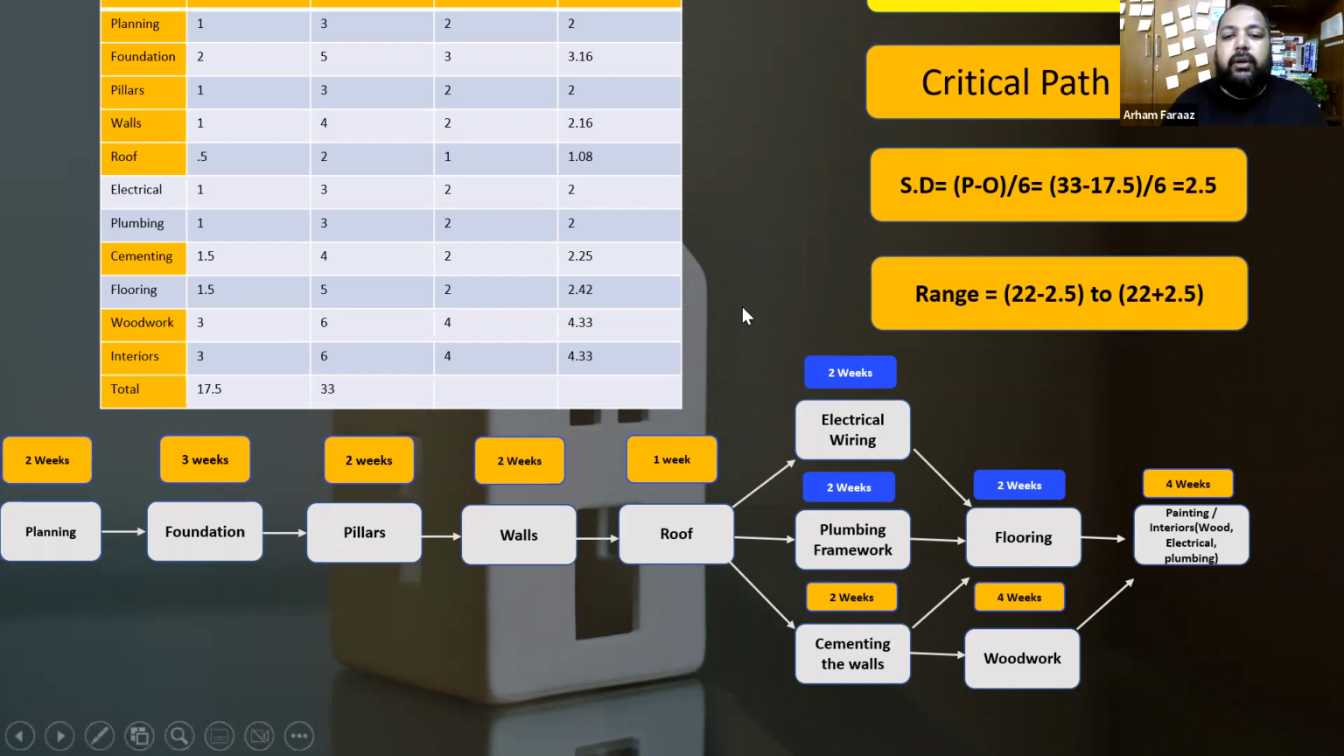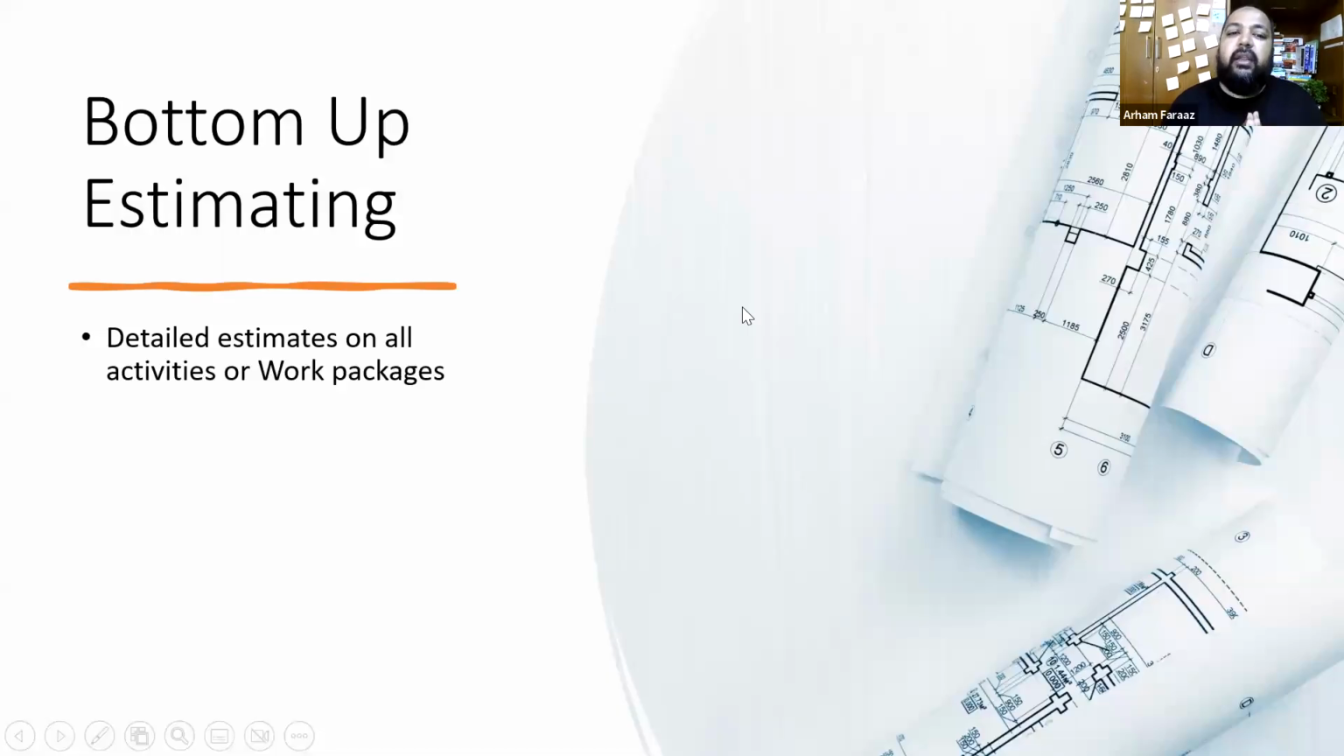Now let's go ahead. Next slide. Another type of estimate is called bottom-up estimating. You estimate all the activities at the smallest level, the work packages or tasks or user stories, and then roll up through the features or the epics. That's bottom-up estimating. It's detailed estimates on all activities or work packages.